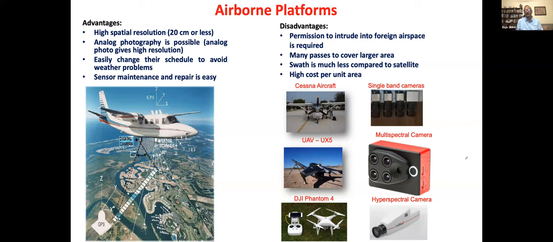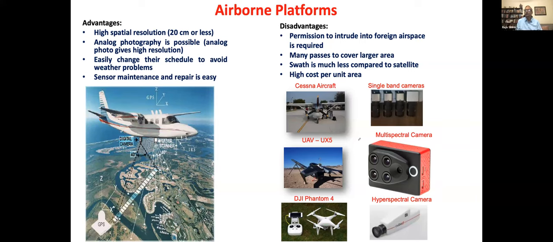There are disadvantages because sometimes you need permission to intrude into foreign airspace. You need a lot of passes to cover a large area because the field of view provided from the aircraft is much smaller, and the swath is much less compared to satellites, and therefore there is a very high cost of data acquisition per unit of area. So, there are lots of airborne platforms, like the aircraft which are used.